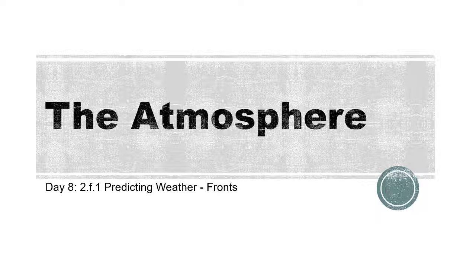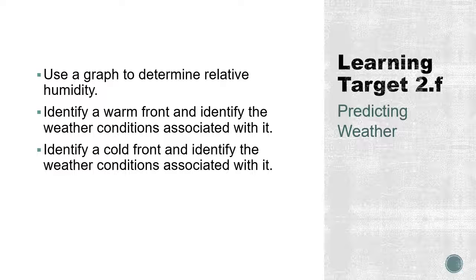Unit 2, the atmosphere, for day 8 of class. Learning target 2.f, predicting weather, and this will be about our weather fronts. So, learning target 2.f, today we'll be able to use a graph to determine our relative humidity, identify a warm front, and identify the weather conditions associated with it, and identify a cold front, and identify the weather conditions associated with it.